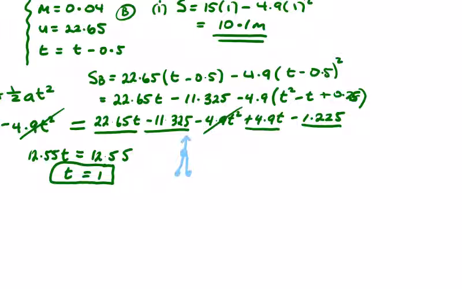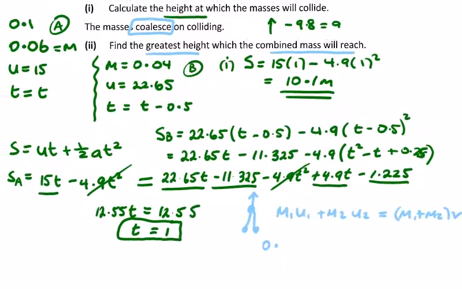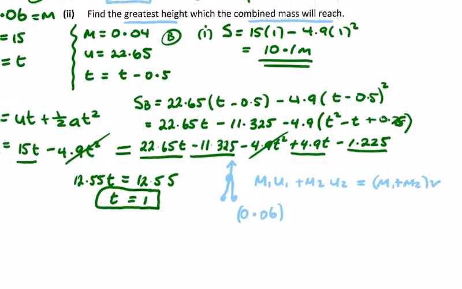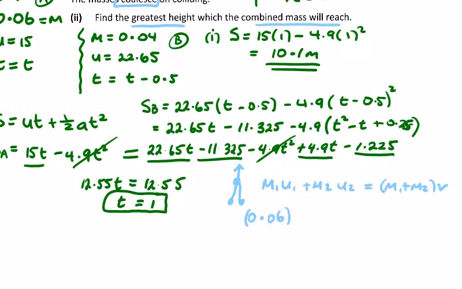So this looks like conservation of momentum, m1u1 plus m2u2 is equal to m1 plus m2, they're going to combine, times the new speed. So we have most of these, the masses are 0.06 and 0.04, 0.06 by, well, we need their speeds, don't we? So we need our new speeds for both of them.